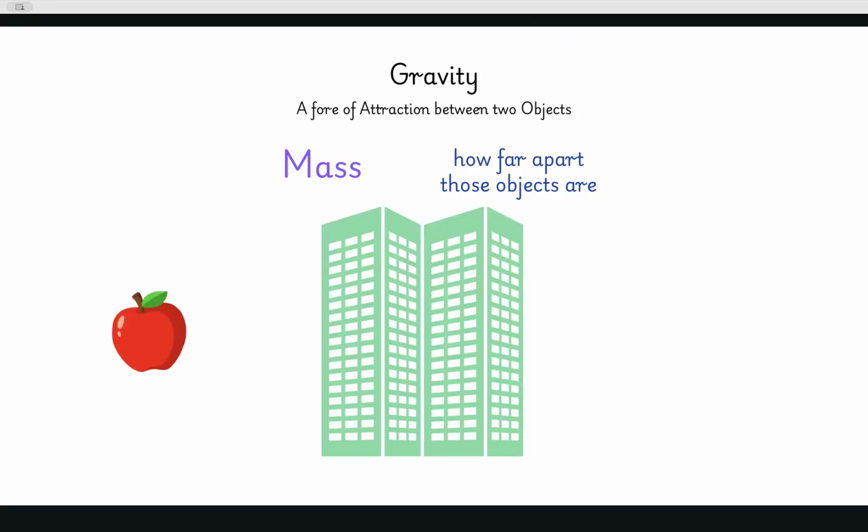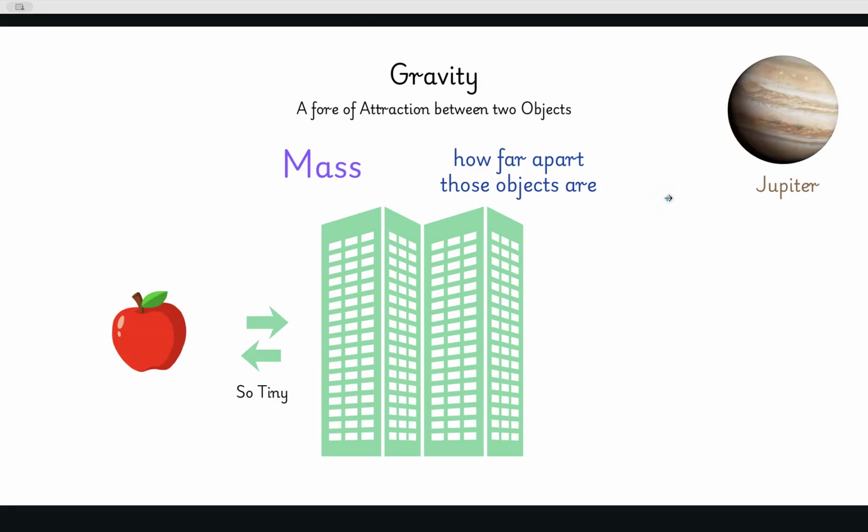If you look at an apple and a building, because they're not very far apart and they're fairly tiny in comparison to the whole world and the whole universe, they are very, very small. The gravitational force of attraction is as though it doesn't even exist because they're low masses and quite close together. Same goes for planets that are really, really far away, then gravity doesn't really act on them.